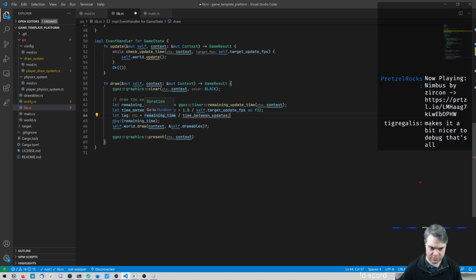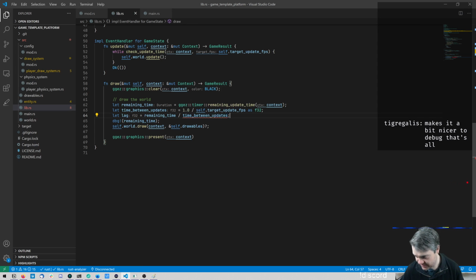let lag equals remaining time. Wait, why are you yelling about this? Oh, because I hadn't saved. That's why it was yelling at me about the previous problem. Okay, so I can only divide between U32s.